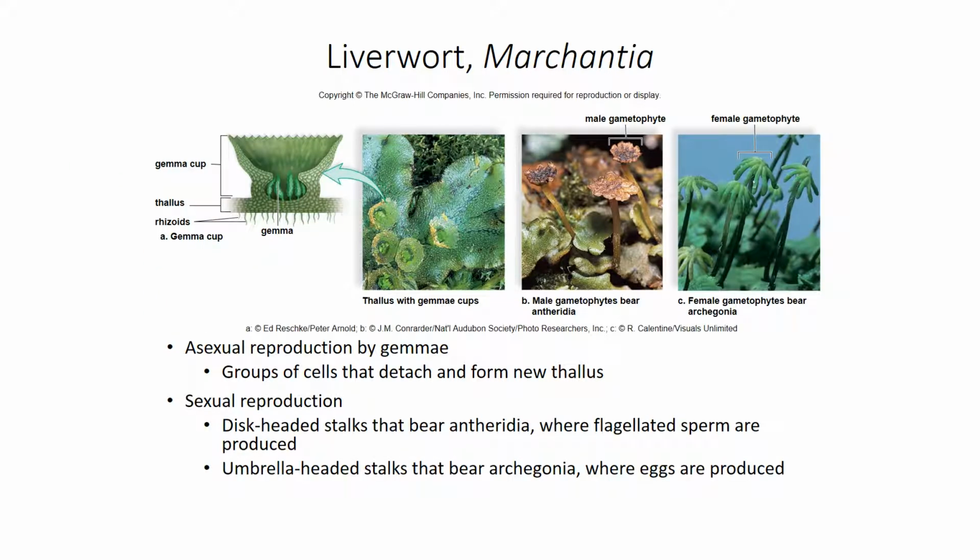Let me show you a picture here. You can have asexual reproduction by gemmae, which are groups of cells that detach from the thallus and can start a new plant asexually. And then you can also have sexual reproduction. In sexual reproduction, you can have antheridia, which is where sperm are made, or you can have archegonia, which is where the eggs are made. It's very important for you to know the difference: antheridia makes sperm, archegonia makes eggs.